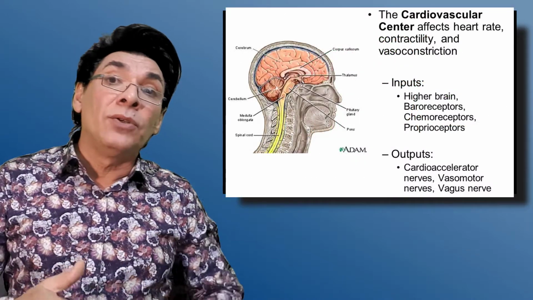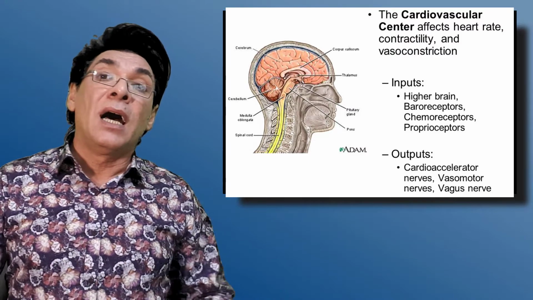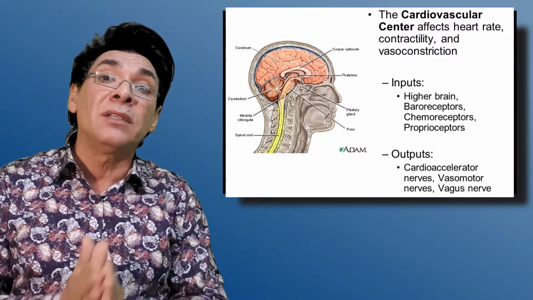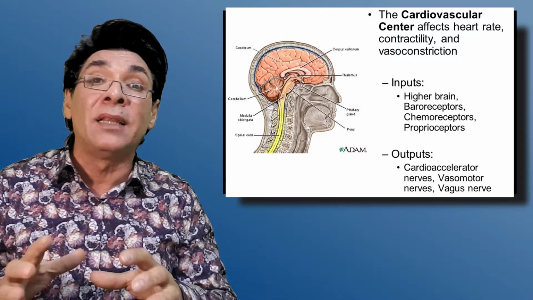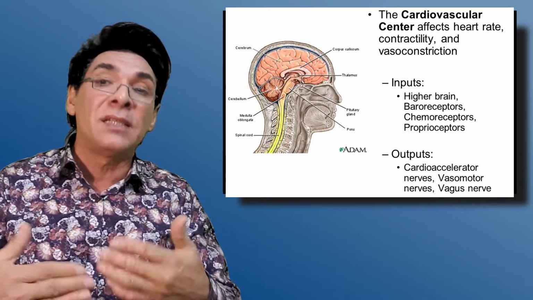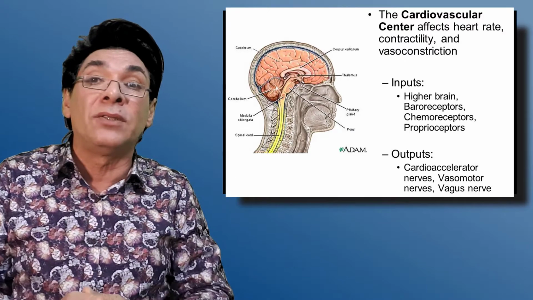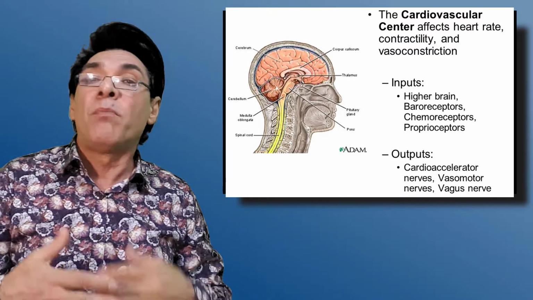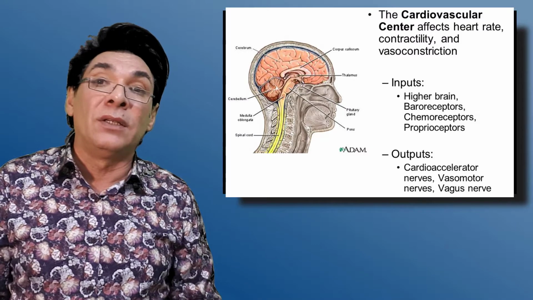So, cardio-accelerator and cardio-inhibitory areas are components of the paired cardiac centers located in the medulla oblongata of the brain. They innervate the heart via sympathetic cardiac nerves that increase cardiac activity and vagus parasympathetic nerves that slow cardiac activity.